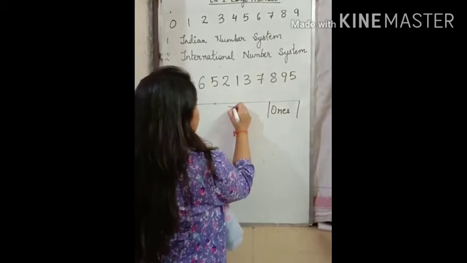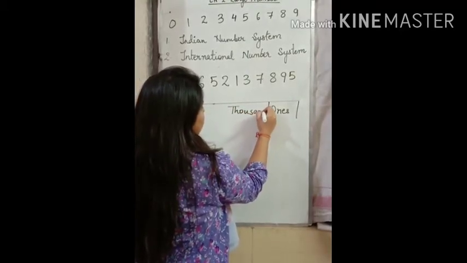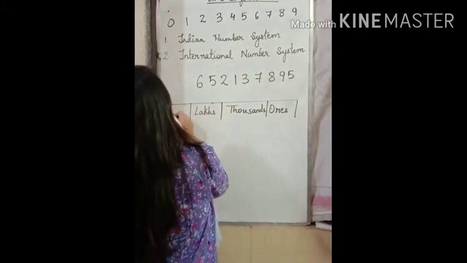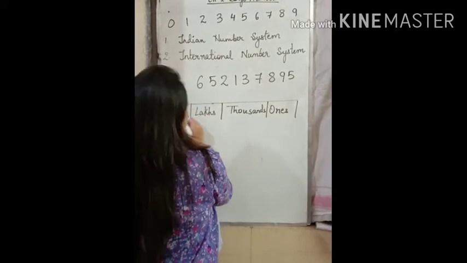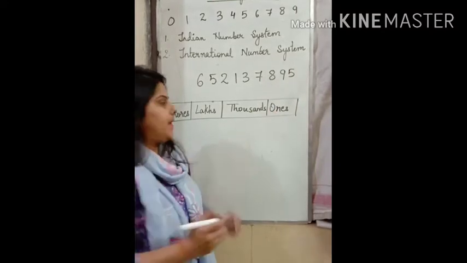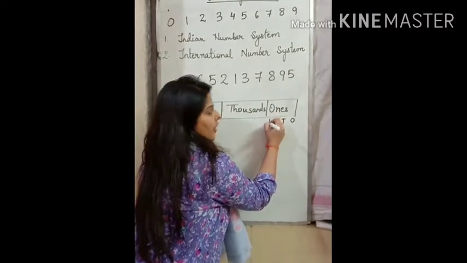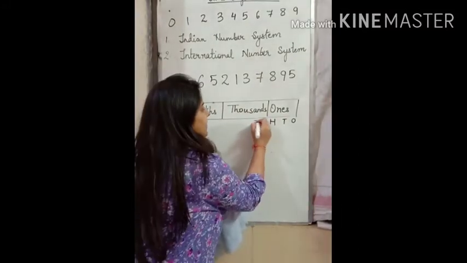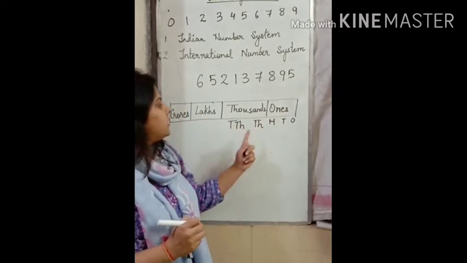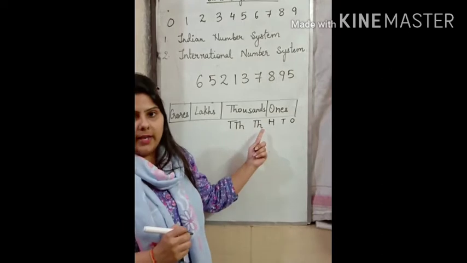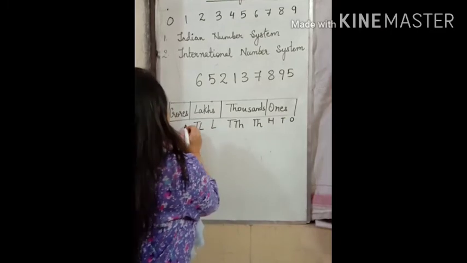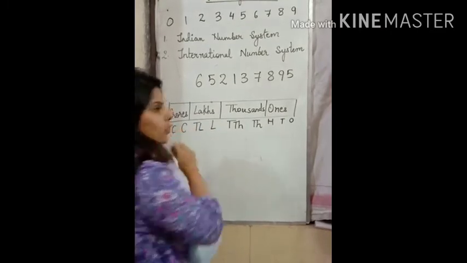Then we have the thousands period. Then we have the lakhs period. And then we have the crores period. Starting from the rightmost digit, the ones period has the places ones, tens, hundreds. Thousands has the places thousands and 10,000s. As you can see, thousands can be represented with a capital T and a small h. The lakhs have the places lakhs and 10 lakhs. Then it has crores and 10 crores.